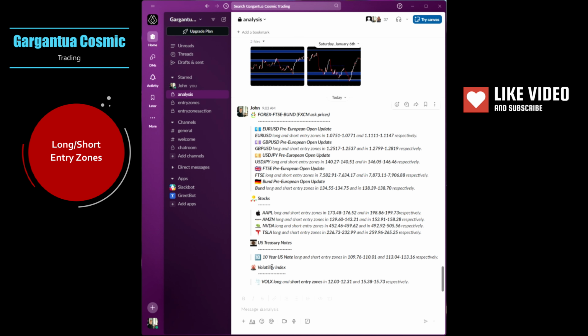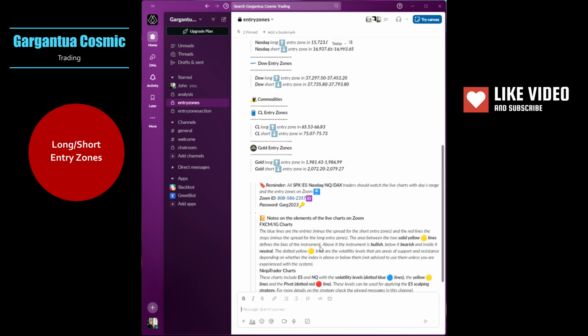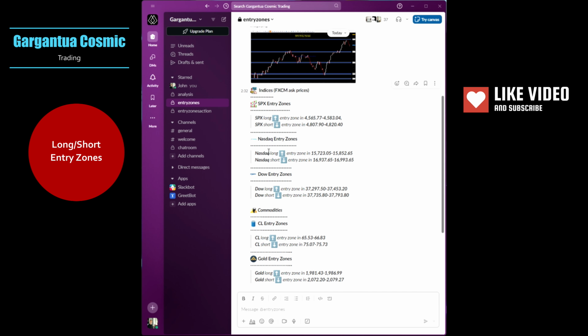The other channel we have entry zones in the service is the entry zones channel. In this channel we have the entry zones for SPX, for Nasdaq, for Dow, for crude, and for gold. Note that every time we give entry zones for an instrument, we give both the long and the short entry zone that are closest to the price. We have long entry zone for SPX and the short entry zone for SPX, long entry zone for Nasdaq and the short entry zone for Nasdaq, and so on.